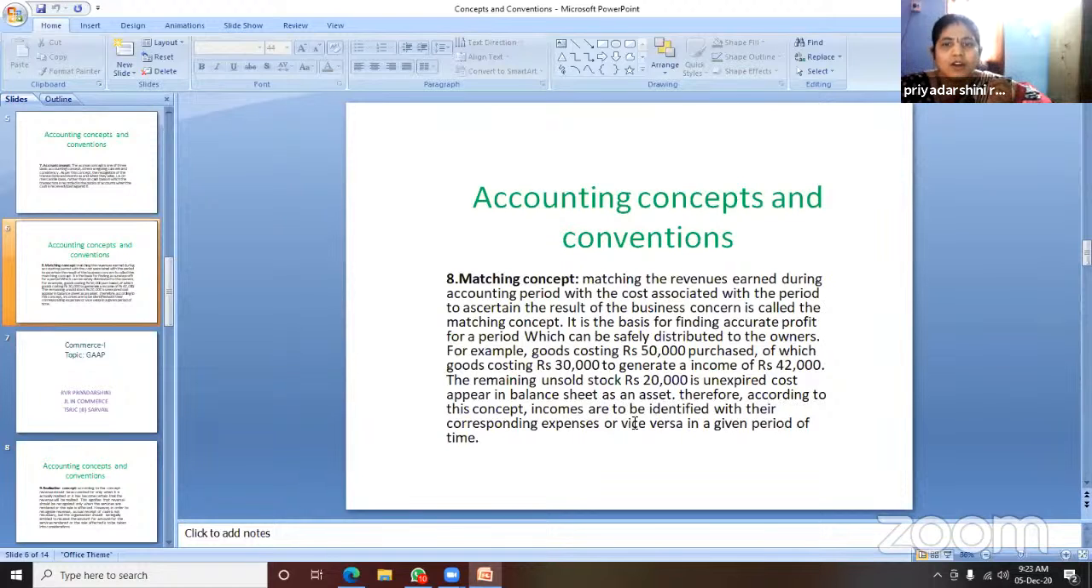So according to this concept, incomes are to be identified with their corresponding expenses. The realized revenue must be associated with the cost incurred, not the total cost. Only the amount of cost incurred to realize the worth of goods must be recorded. So this is about the matching concept. We have to match the cost with the revenues associated with the cost incurred of the business.